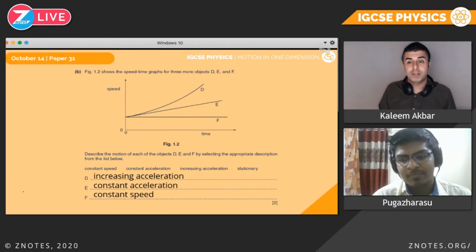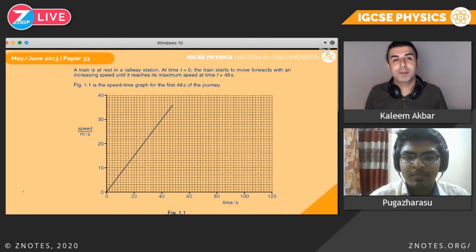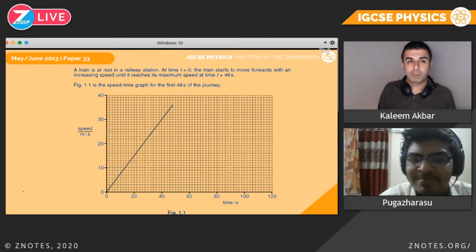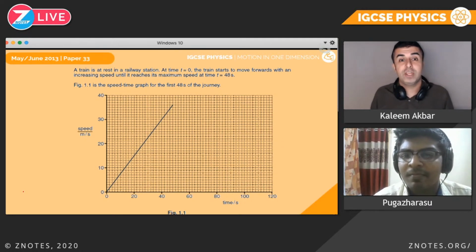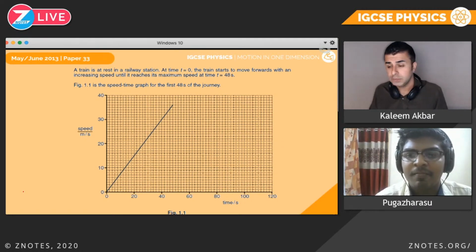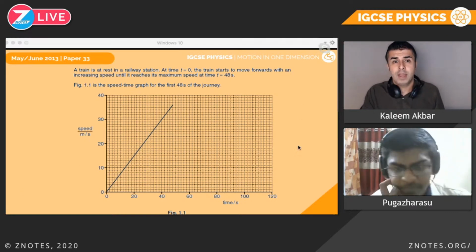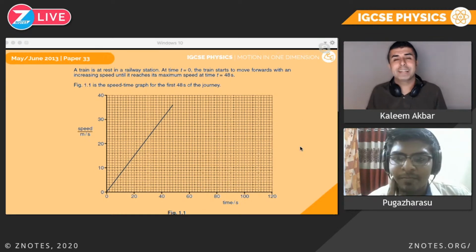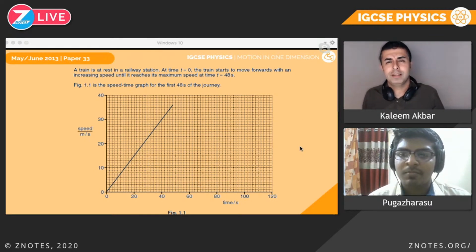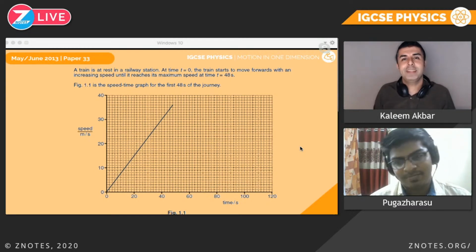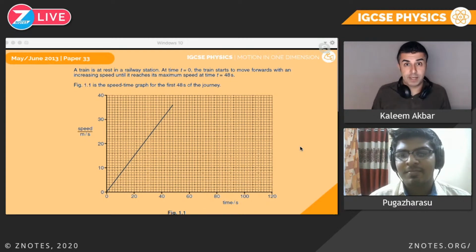Let's move on. Now let's move on to one that involves a calculation. A typical, what I would call a more typical exam question, taken from May, June 2013, paper 3, variant 3. So look, here it's basically talking about a train, and it's saying here at time t equals 0. Now a lot of students get confused by this. What do they mean, time t equals 0? Time t equals 0 is 0 as far as I am concerned.